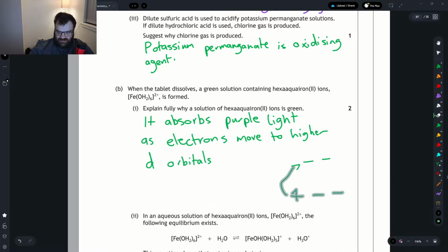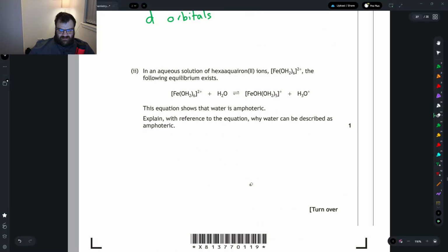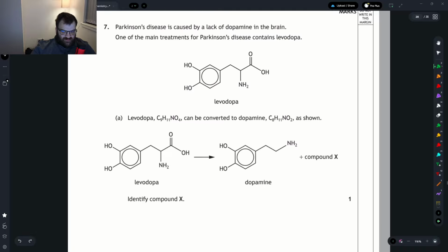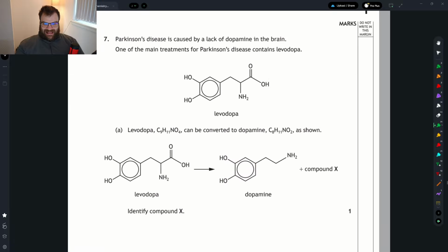Next up. Okay. Why can this be amphoteric? So amphoteric means it can act as both a base and as an acid. An acid is a proton donor and a base is a proton acceptor. It can do both those things. In question 7, we're asked to identify the second compound that is produced in this reaction. What I want to try and get my head around is what have we got.